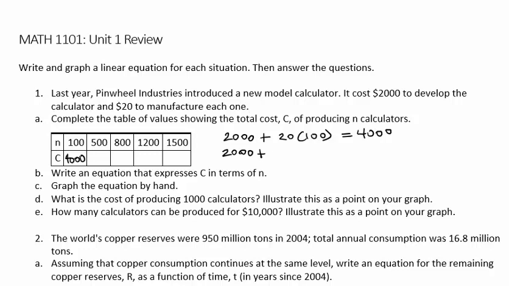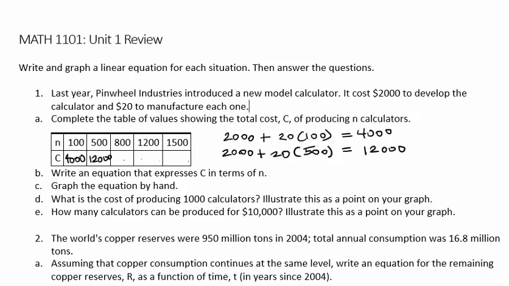2,000 plus 20 times 500. And altogether we would get $12,000, and we would put that in this next blank. So complete the rest of the table. In part B, we want to write an equation that expresses C in terms of N.